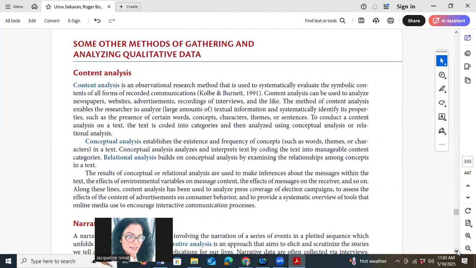Other methods of analysis of qualitative data. I can stop here. I assume you understand what kind of relationship we have.